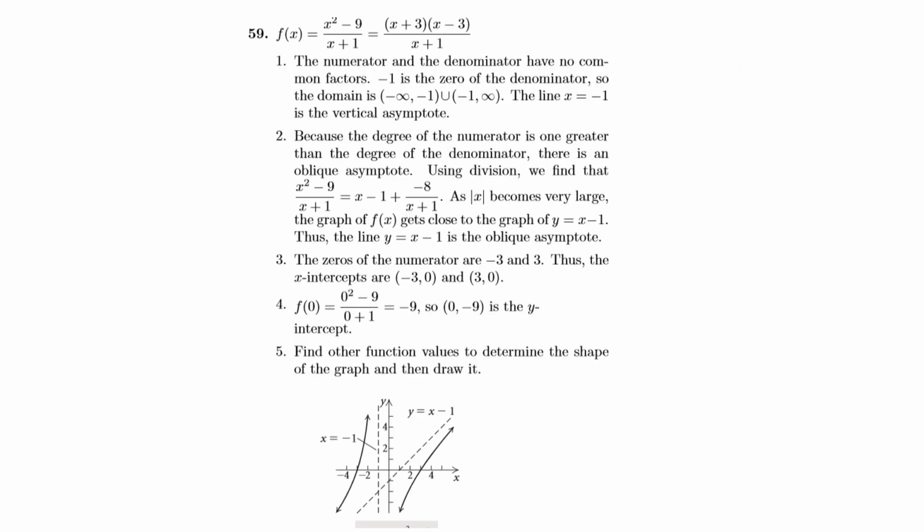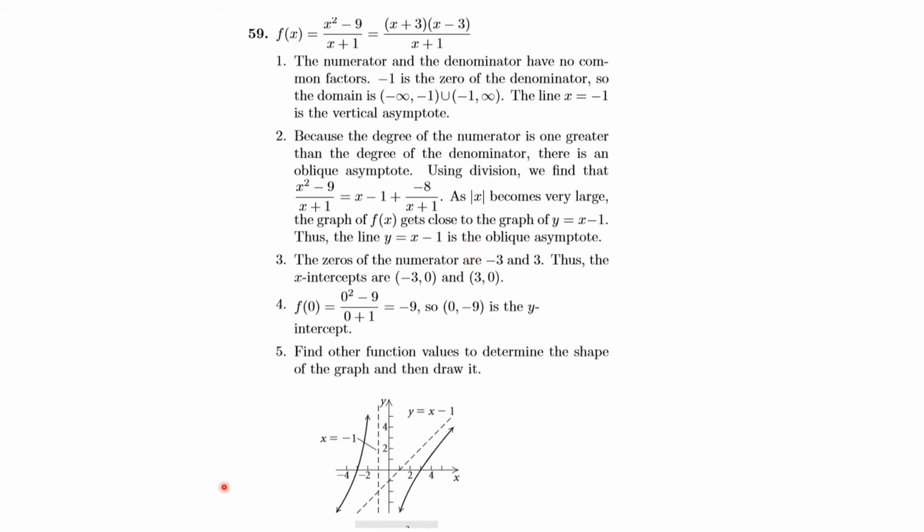Let's see how you did. Okay, you factor the top and the bottom, and that tells you that you have zeros at +3 and -3. So we can plot those. That's where we hit the x-axis. We also have a vertical asymptote at x equals -1. When we do long division, we find that (x squared minus 9) over (x plus 1) is equal to x minus 1 plus a remainder term. As x gets large, that term goes to 0, so y equals x minus 1 is the oblique asymptote.